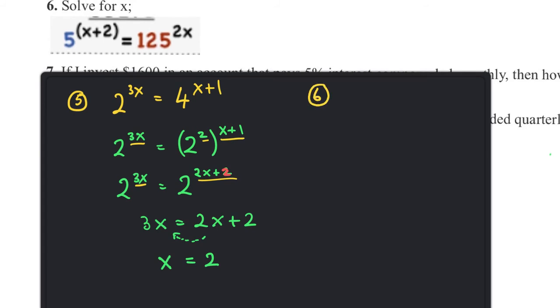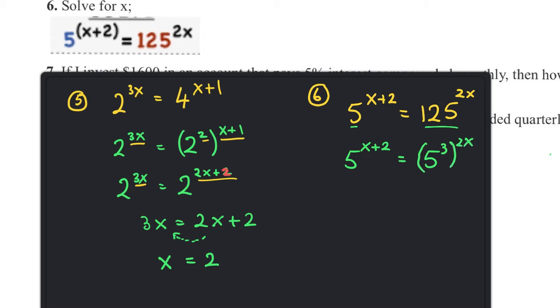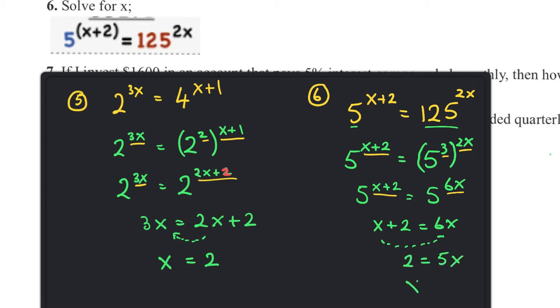Question 6, and we've got 5 to the power x plus 2, don't actually need the brackets, equals 125 to the 2x. A bit complicated because it's not powers of 2 anymore, but it is powers of 5, because 5 is obviously a power of 5, and 125 is 5 to the power 3. Again, the brackets come in to the power 2x. So we multiply here, and this one stays the same. So we get 5 to the x plus 2 equals 5 to the 6x. Then x plus 2 equals 6x. Subtract the x, we get 5x, and now x equals 2 divided by 5, 2/5.